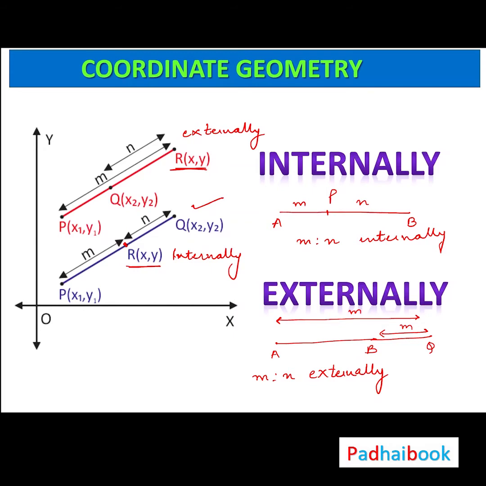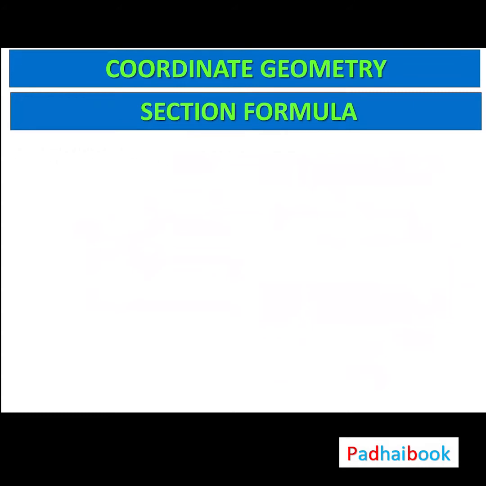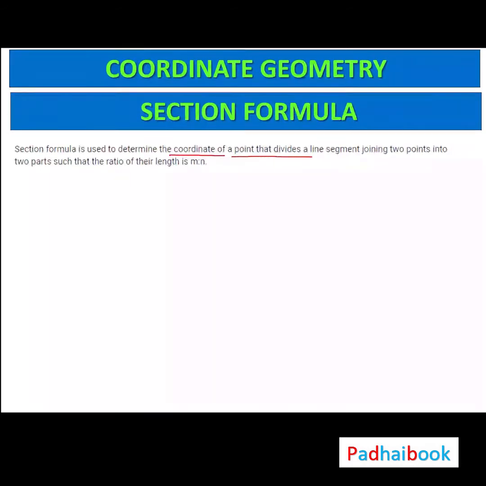Right. Now we are going to do the derivation of the section formula. First of all, let's understand why the section formula is being used. Section formula is used to determine the coordinates of a point that divides a line segment joining 2 points in 2 parts such that the ratio is m is to n. That means if you are given 2 coordinates and you want to divide it in the ratio 2 is to 5, then we can use the section formula to find the coordinates of that point which divides it in the ratio 2 is to 5.